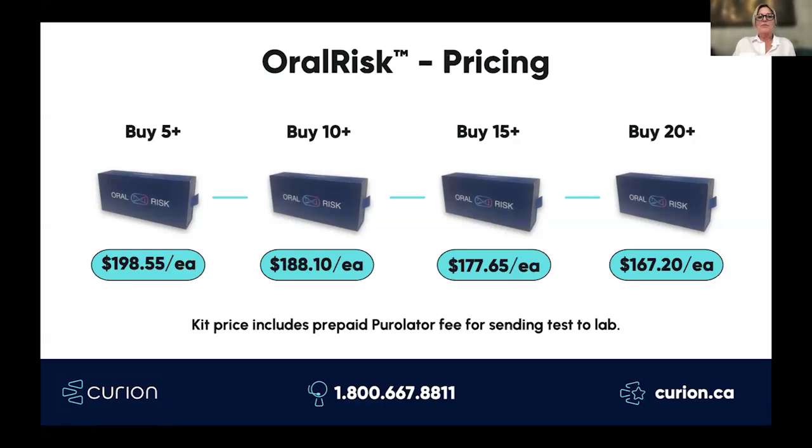So moving forward, as we know that this is a question that will always arise, this is going to be the pricing for the Oral Risk kit per patient. So the regular price is actually $209. If you purchase 5 or more kits, it will be $198.55, 10 or more, 15 or more. As you can see, the more kits that are purchased for your patients, the price will go down.